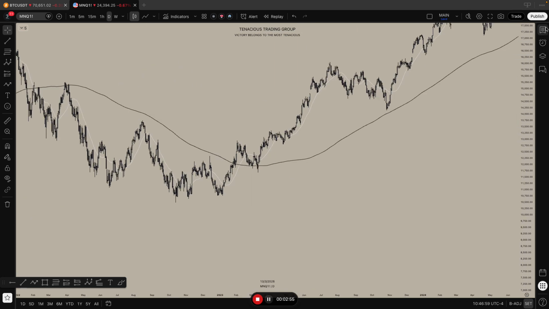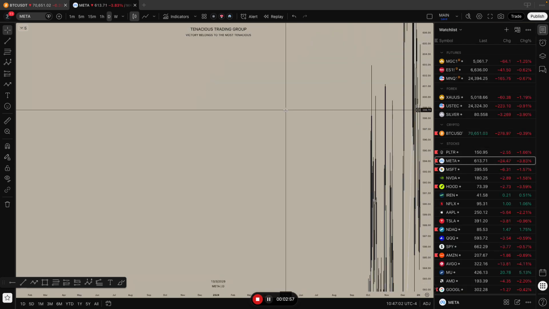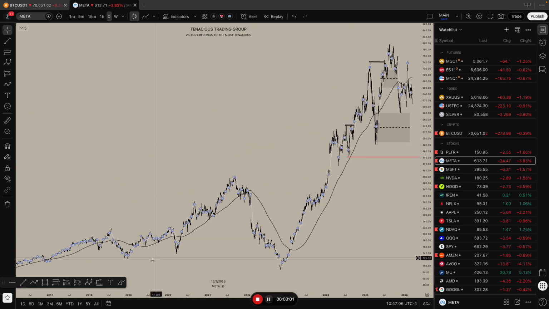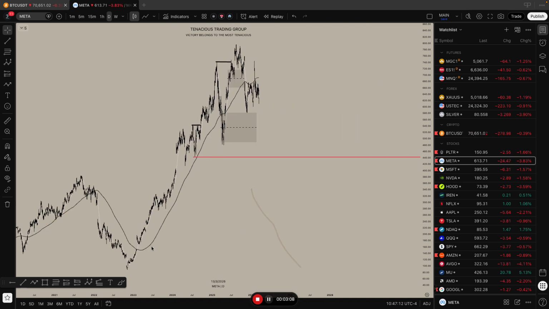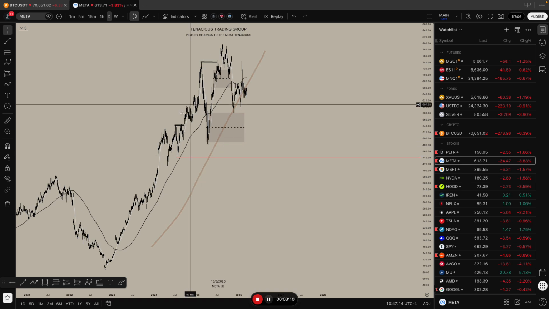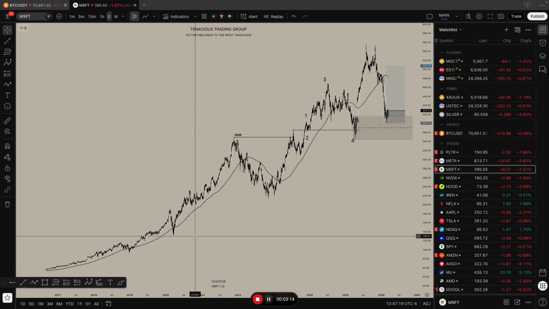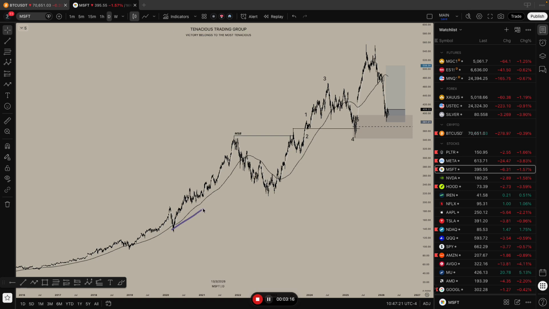If you go to another chart, for instance, I can go to Meta. If I zoom out, price was above the 200 SMA, you can look for longs. Price went below, you can look for shorts. And you can see now price is above the 200 SMA, and you can now look for potential longs. If I go to Microsoft, you can see price was above the 200, it went below, it went back above, it went below, it went back above.